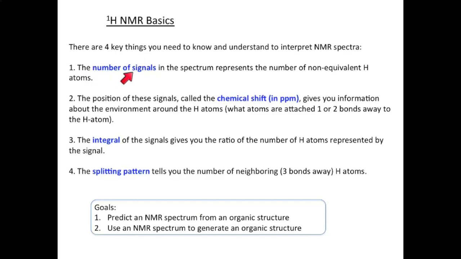Number one is the number of signals in your spectrum. That represents the number of non-equivalent hydrogen atoms. Number two, chemical shift, that's in ppm, gives you information about the environment around the hydrogen atoms, specifically what atoms are attached one or two bonds away from the hydrogen atom. Three is the integral of the signals. It gives you the ratio of the number of hydrogens represented by the signal. And four is the splitting pattern. It tells you the number of neighboring hydrogen atoms that are 3 bonds away.